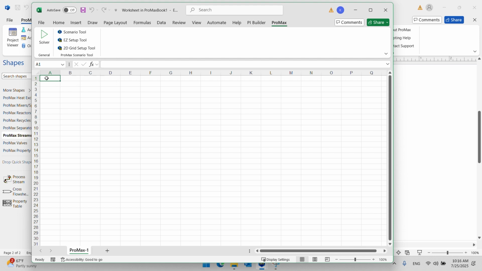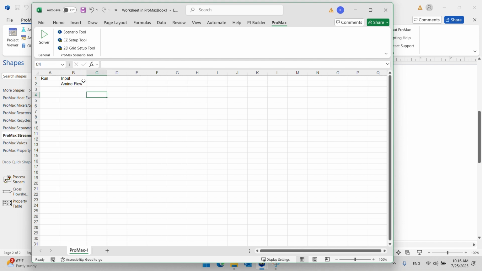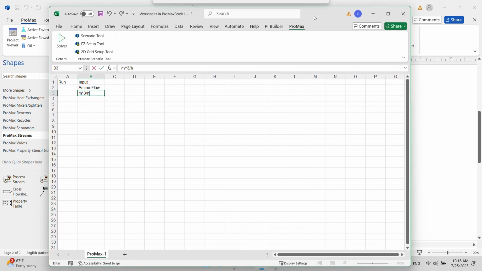Whenever I'm preparing a scenario tool, what I want to do first is prepare a table where I'm going to be saving my results. I always like to do a run count in my first column. Then in the next columns, I like to put my inputs. In our case, the only input I want to use at this moment is my amine flow. So this is what I'm going to be changing between the cases. But please note that you could also have more input variables. My units for the input for the amine flow are cubic meters per hour. So that's what I like to put here as well.